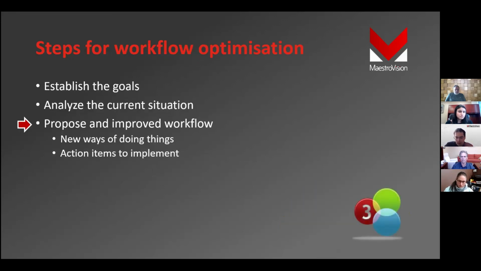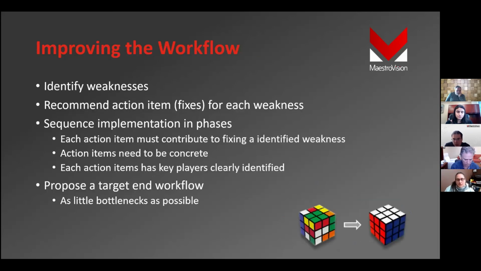Because as in any project, if there's no timeline, don't bother to make a plan. It won't happen. So that's why it's important. So now that the analysis phase is completed, we move down to the last phase, which is proposing and improving the workflow. Improving the workflow is work that is being done by the person doing the analysis. It's about identifying the weaknesses and recommending action items for each of them.